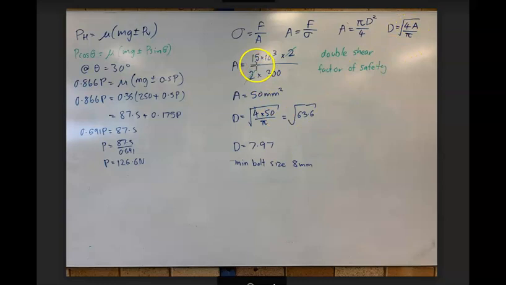Now, what I've done is I've substituted the value for force. It's important to always use newtons. There's never a reason to use any value other than newtons, right? So always use newtons. So we have 15 times 10 to the 3.